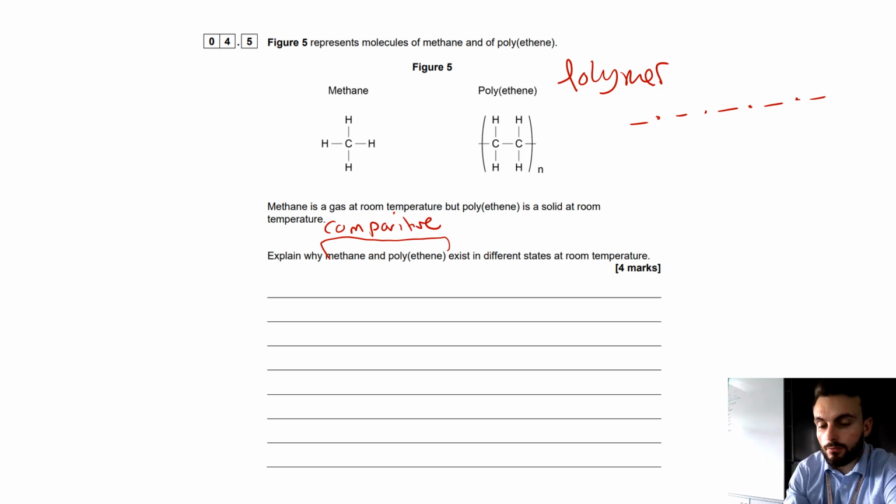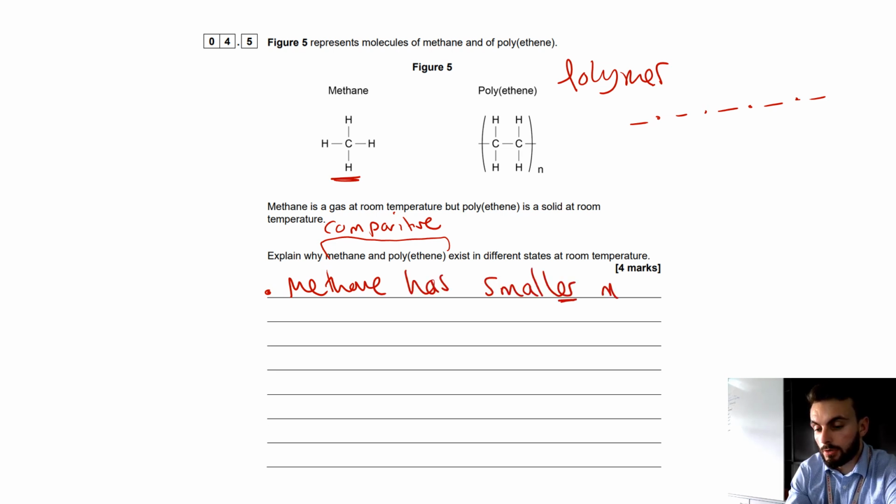So you can start off with, I'm just going to focus on methane, but you can do the converse for polyethene. So first thing we can say is methane has smaller molecules. Okay, so therefore, because it's got smaller molecules, it's going to have weaker intermolecular forces.